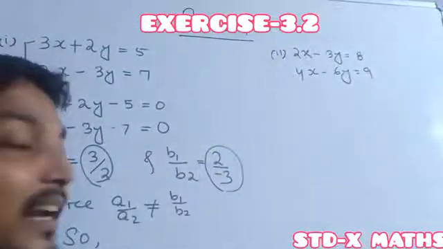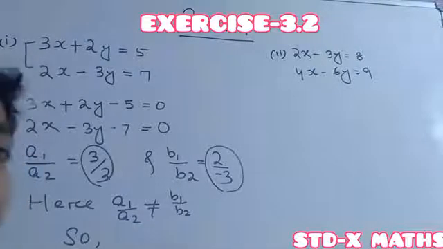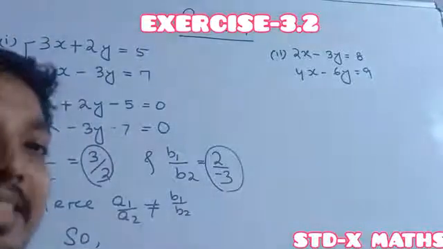Why are both consistent? Because in the graphical representation, it will be intersecting. As this one will be the intersecting one. Intersecting means it is consistent.